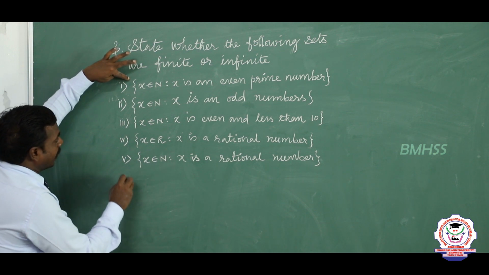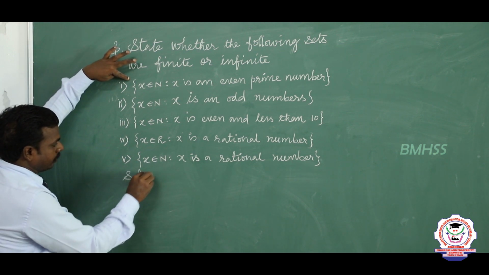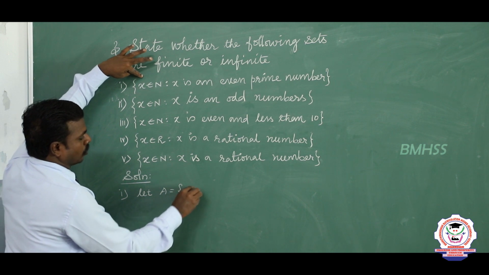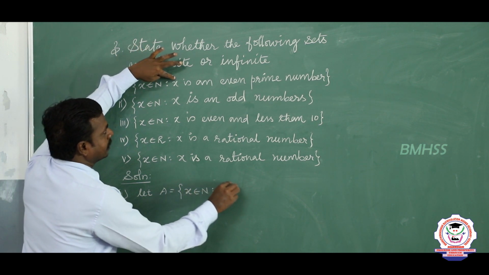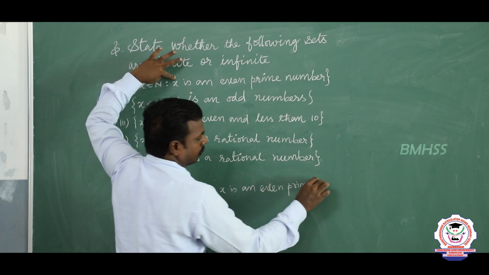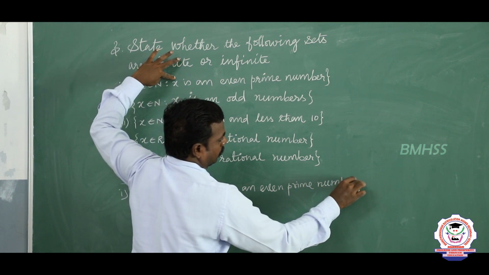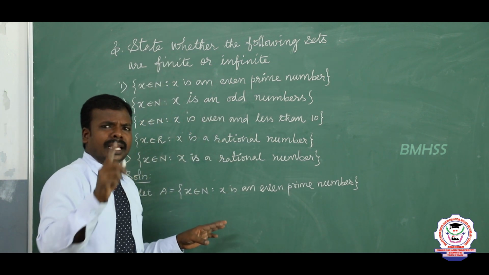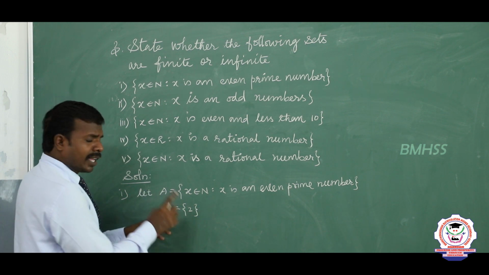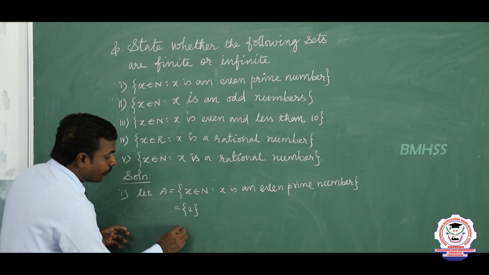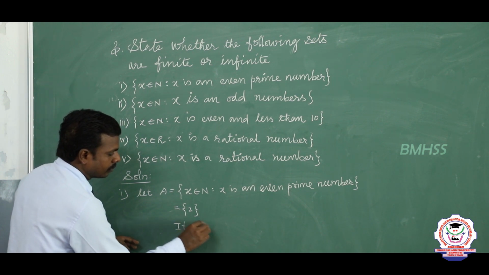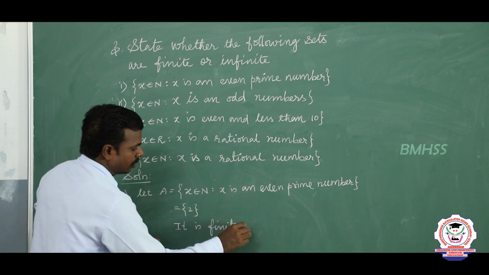Listen, for the first subdivision in the solution, let us consider the given set A equal to x belongs to N, natural numbers, such that x is an even prime number. There is only one such prime number, that is 2. This is only one number. It is finite because it is countable, only one. So our set A is a finite set.